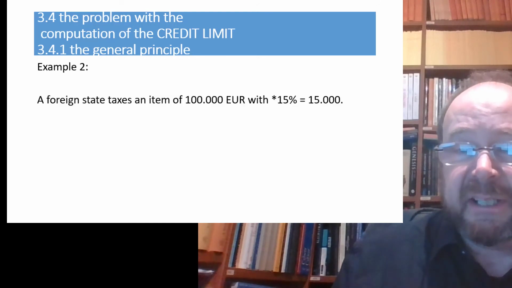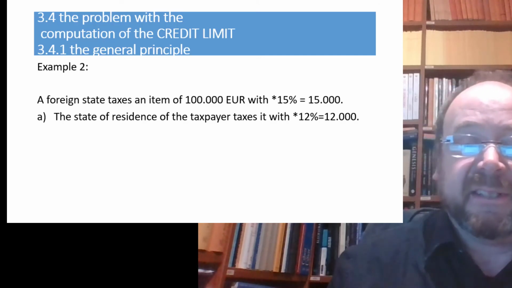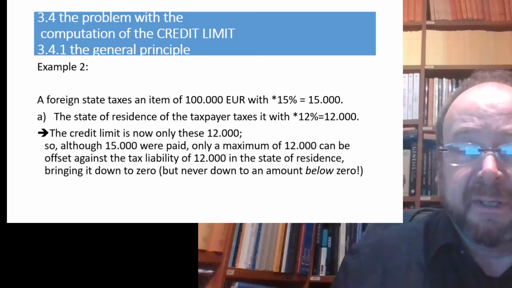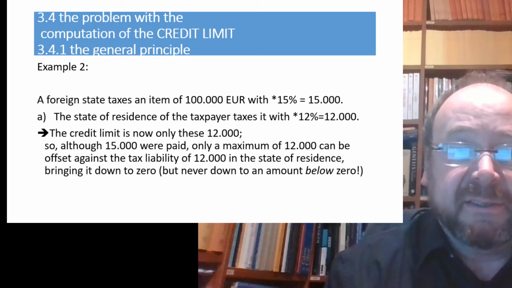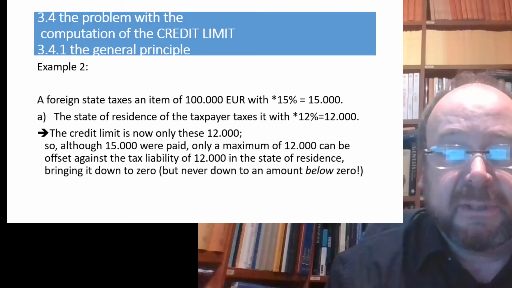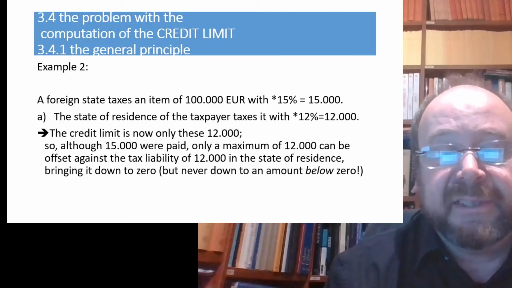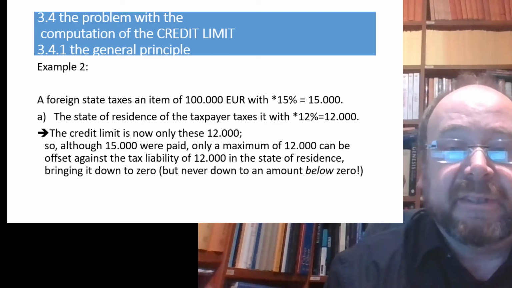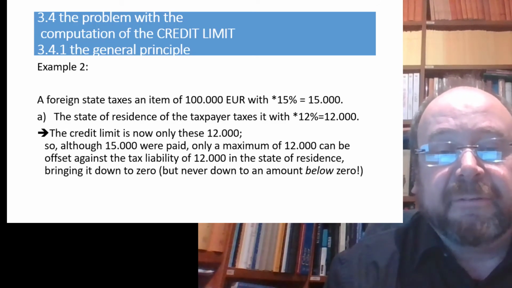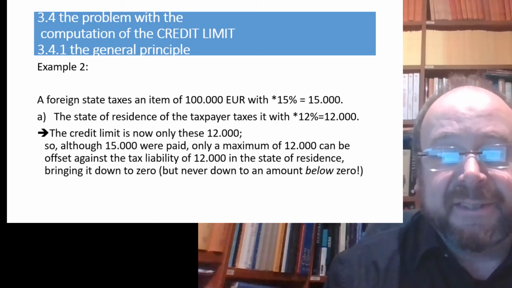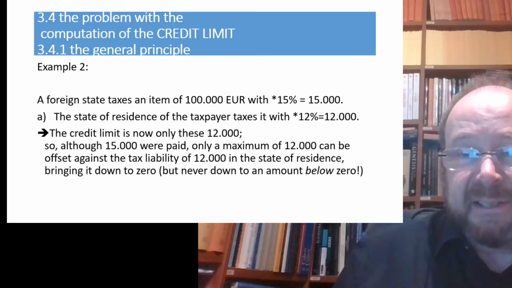When you have, again, 15%, but now your own state only claims 12%, then the reduction which you can claim for double taxation avoidance is only 12,000, because your own state only wants to take 12,000. They go down by tax credit up to zero, down to zero, but not into the negative. So that credit limit is simply the amount of the home state tax on the foreign asset. So that's the basic principle.